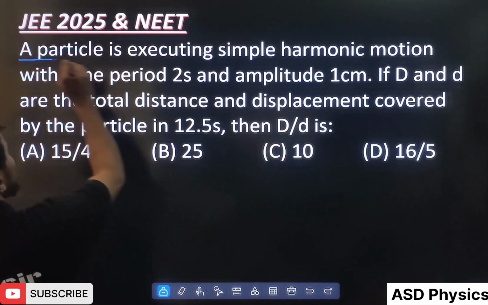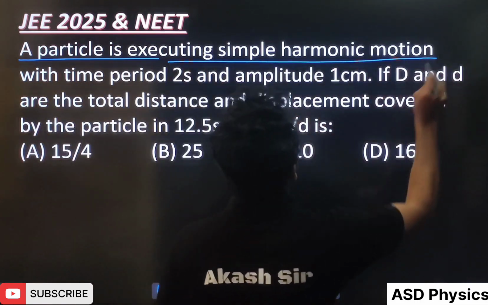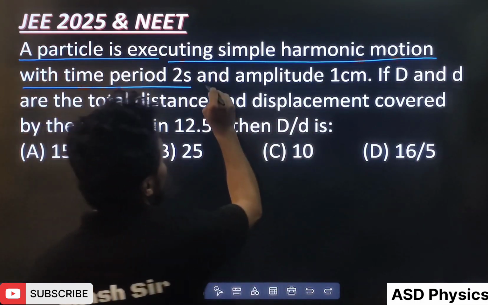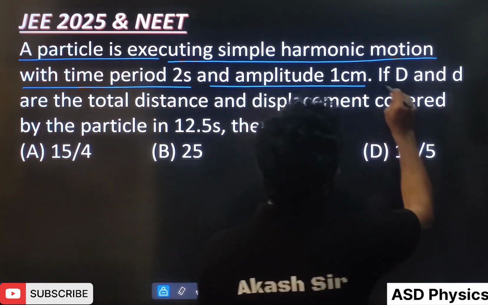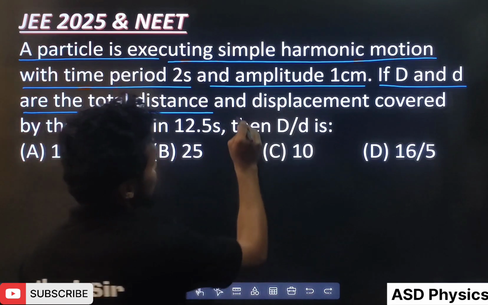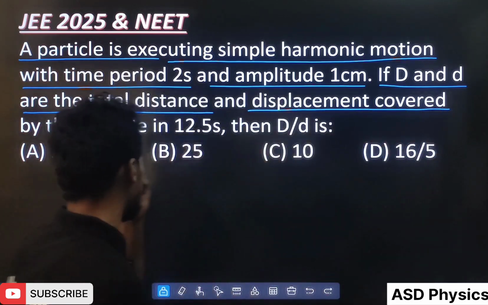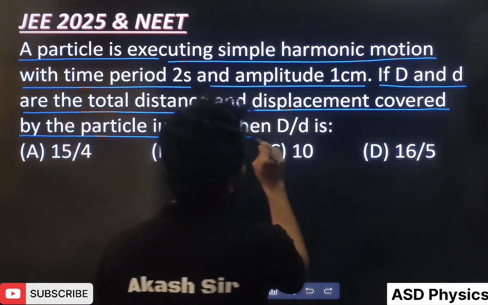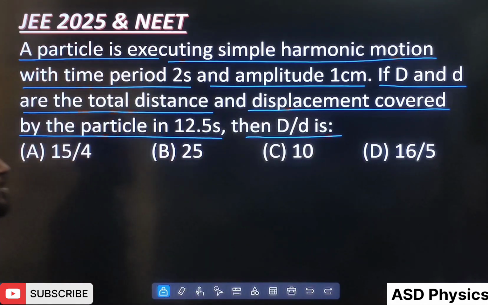So see here, a particle is executing simple harmonic motion with a time period of 2 seconds and amplitude 1 centimeter. Now if capital D and small d are the total distance and displacement covered by the particle in 12.5 seconds, then this capital D by small d value is how much?